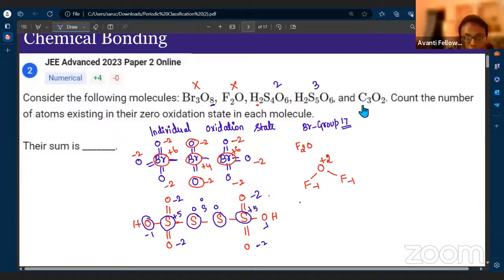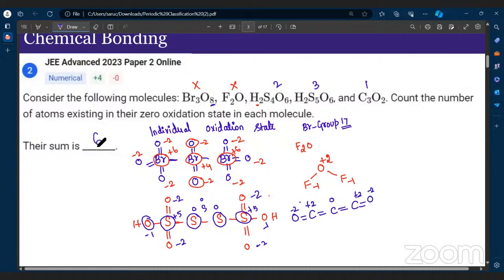Next it is C3O2: carbon, carbon, carbon, with oxygen, oxygen. So make a double bond everywhere. Carbon valency is 4. So the oxidation state of this carbon is +2, and the carbon in the middle will be 0. So you have 1. Now what is the total number of atoms existing in 0 oxidation state? 3 plus 2 plus 1 is going to be 6.